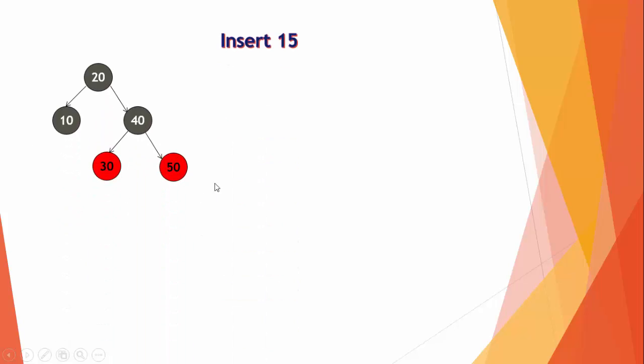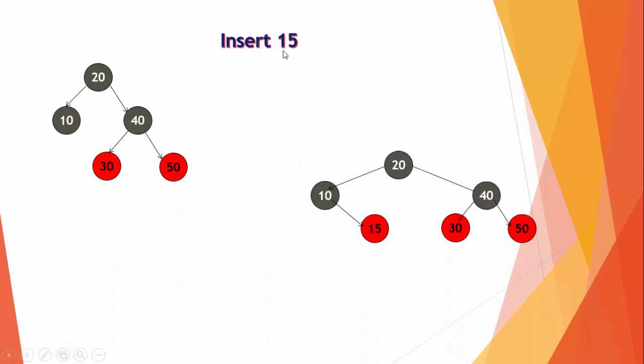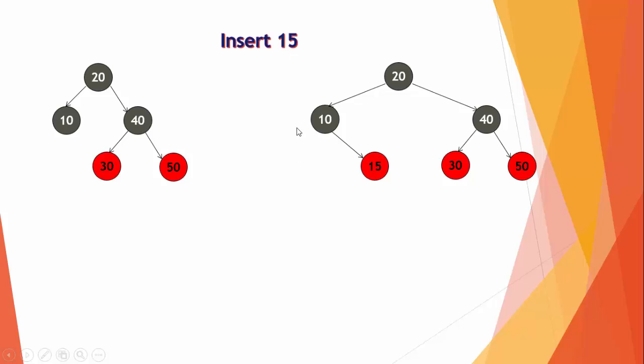Okay, this is our tree now. Inserting 15 is the right child of 10. There is no violation of any invariant, so it's okay.